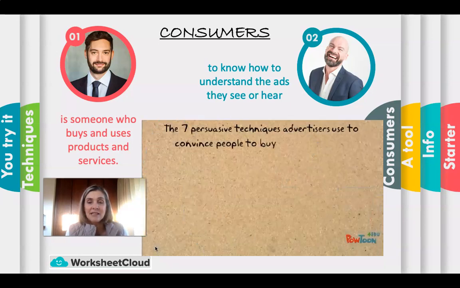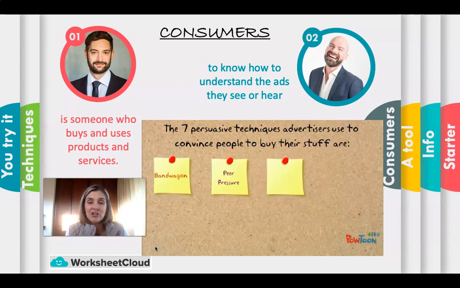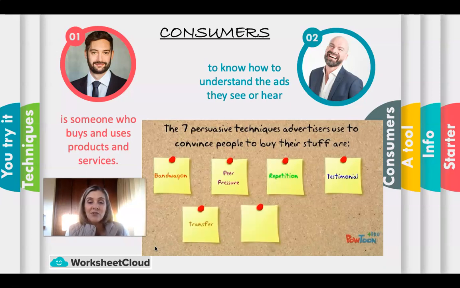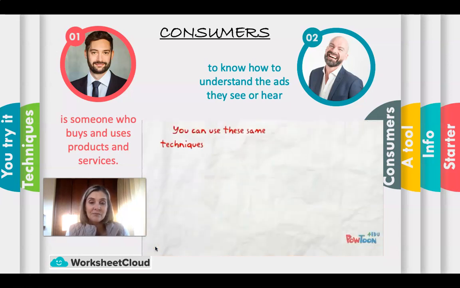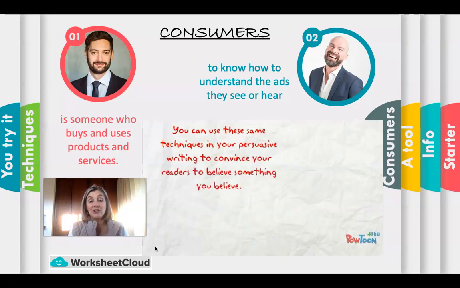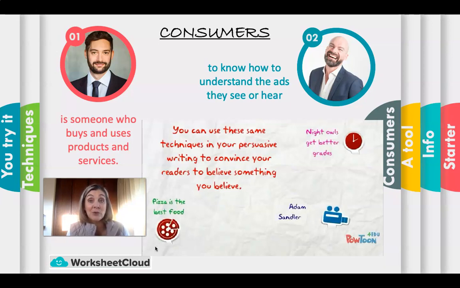Okay, so there's 7 techniques we're going to look at today. Bandwagon, peer pressure, repetition, testimonial, transfer, loaded words, and appeal to logic. And obviously you can use these in your writing, not just when you're doing adverts, but as you get into your year, your teacher will ask you to write a persuasive paragraph or essay or do a persuasive talk or speech. So these are going to help you.